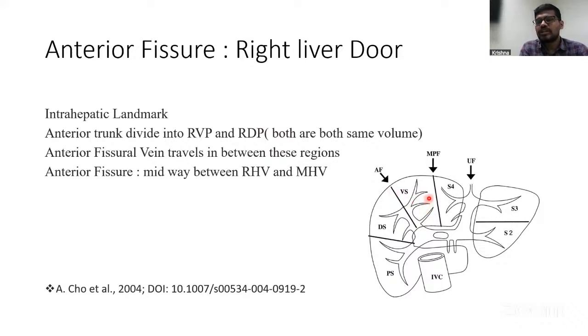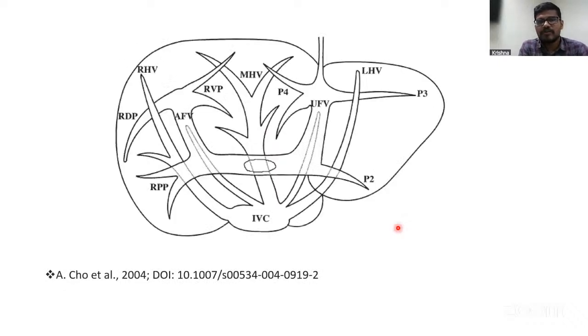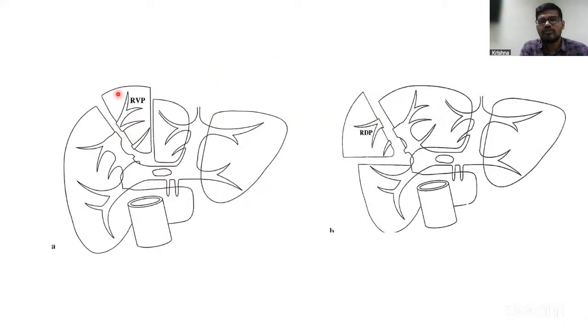So whenever we want to remove ventral segments of the anterior sector, or dorsal segments, we can loop these pedicles in this manner. Here we will see the anterior fissural vein. If we want to remove these segments of the liver, we can ligate these tertiary pedicles and remove the segment. This is what we can see in this picture. If we want to remove the right ventral portion, we can ligate these pedicles, and if we want to remove the dorsal part, we can ligate those pedicles and get a demarcation line.